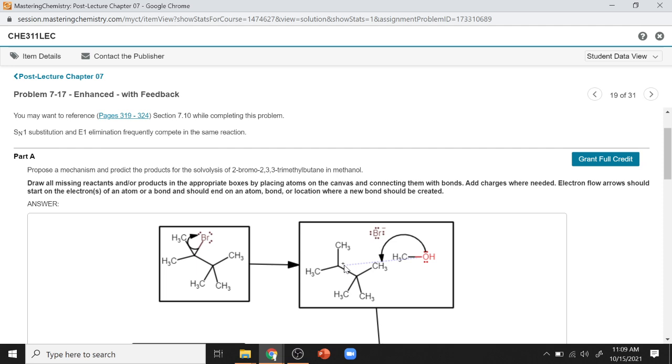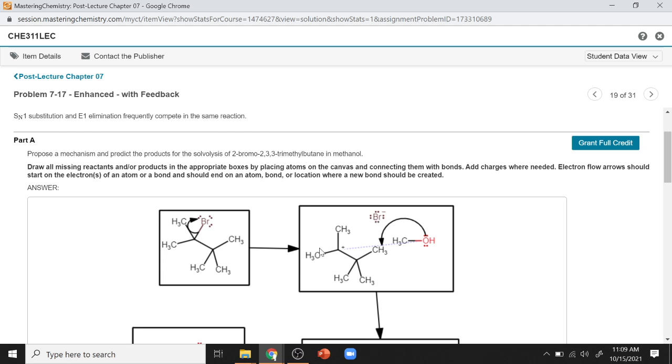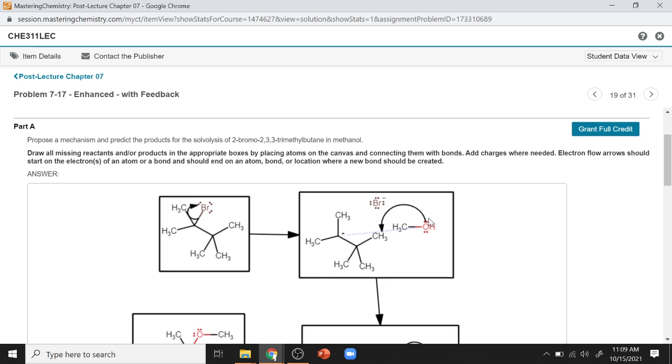That will leave us with a carbocation. And we'll have Br minus as a product, right? So it's just floating there. Well, the next thing we do is we look for what will be our nucleophile. What could act as a nucleophile in this case? Well, we have solvolysis, meaning your solvent. Solvent is methanol. So it's probably going to be methanol, right? That makes sense.